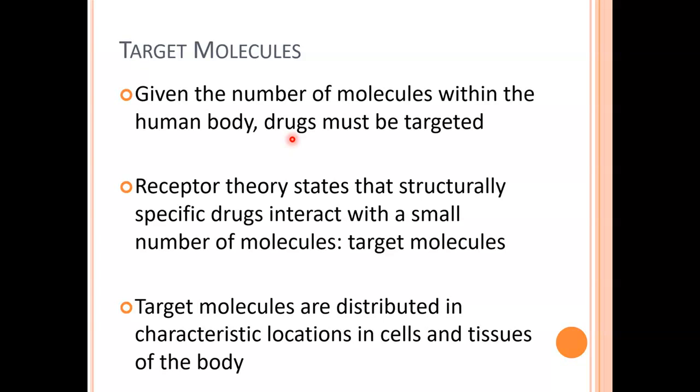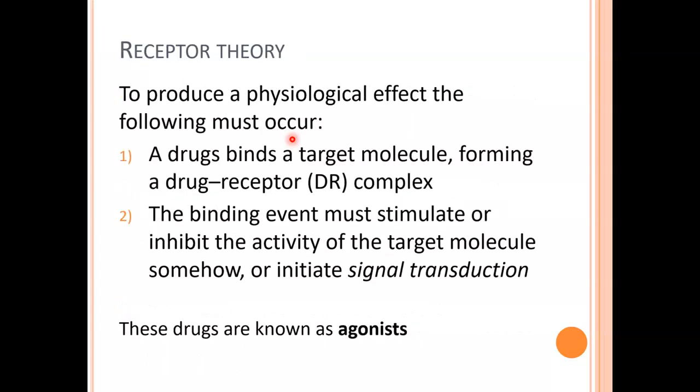If they don't find it, they'll continue their journey, they'll diffuse around the body until either the liver tracks them down, metabolizes them and kicks them out, or they find their receptor, they latch on, and then they do their thing. So, receptor theory. To produce a physiological effect, basically, you notice something happening, the following needs to occur.